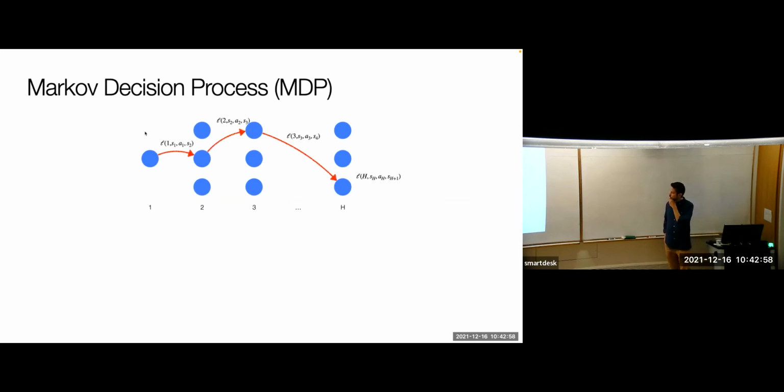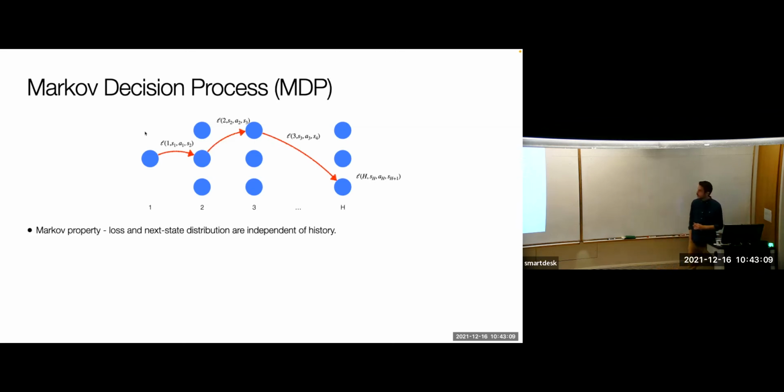So a Markov decision process, or an MDP, is this decision-making process that I described in the last slide, except it's Markovian. What does it mean? It means that once I get to some state at some time step, it doesn't matter how I got there. The next state and the loss are independent of the history of how I got to where I am. And intuitively, what this means is that everything I need to know about the environment is in the way that the state is modeled and the number of the time step within the MDP.